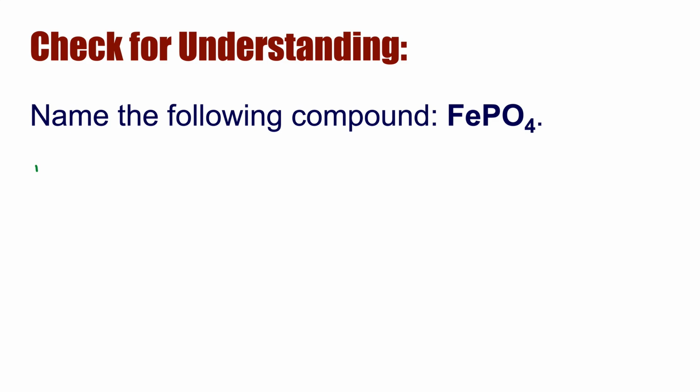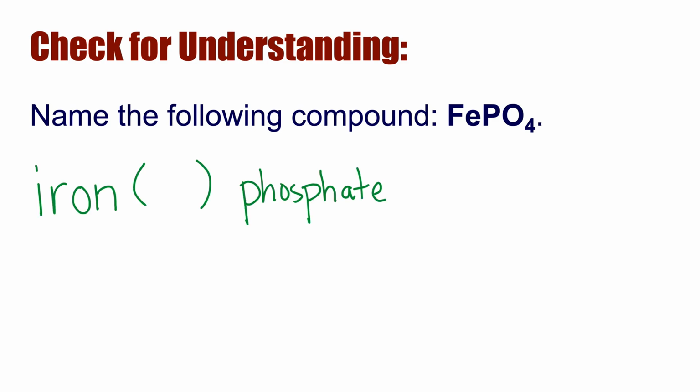So at this point, I know I have something that looks like this. Now I need to use algebra in order to figure out what that Roman numeral in the parentheses needs to be. I don't know iron's charge. That's where the X is coming from. There's one iron in the formula unit. Each phosphate is going to have an overall charge of -3, and there's one phosphate in that formula unit.